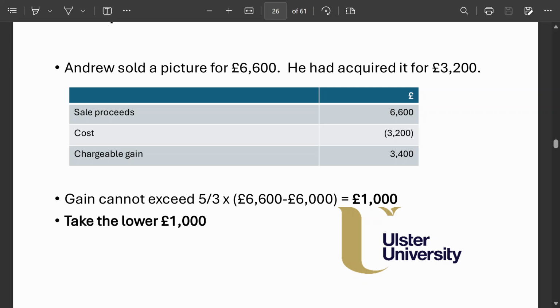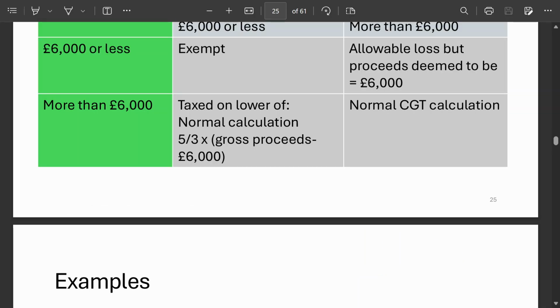He bought it for 3.2, so that means your cost of acquisition is this, and let's say gross sales proceeds is this one, 6.6. So your normal calculation of CGT is 6.6 minus 3.2. Then you get 3.4. This is your chargeable gain. But now we have to calculate B. What is B?